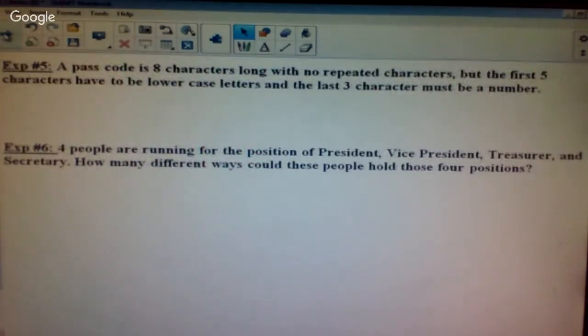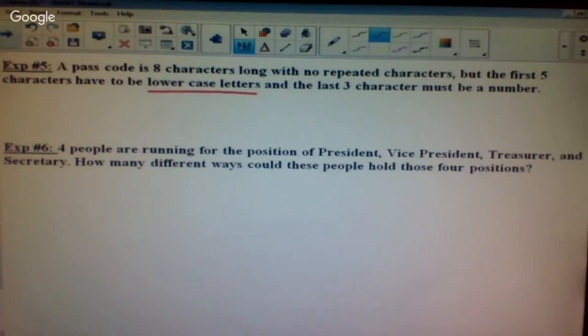Okay, a passcode is 8 characters long with no repeated characters, but the first 5 characters have to be lowercase, and the last 3 must be a number. Again, password. So if I put R before E, I can't write E before R when I go to type it in. So order matters here. Now I'm dealing with two separate things, so I've got to do two different permutations. I need to do one for the lowercase letters.